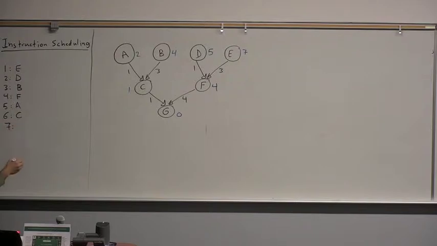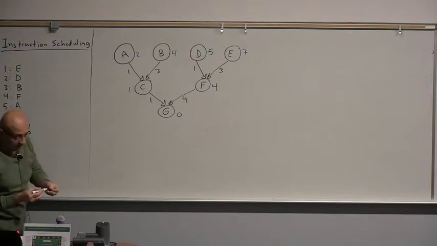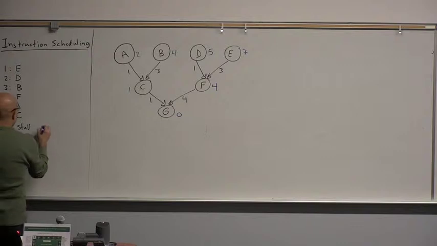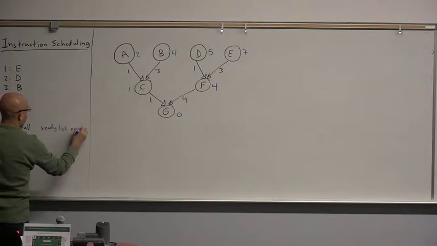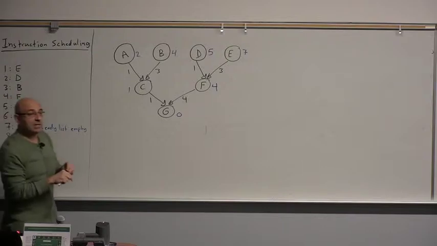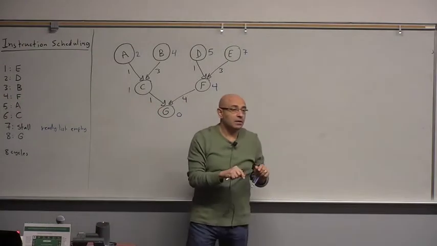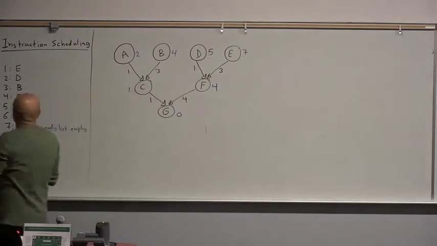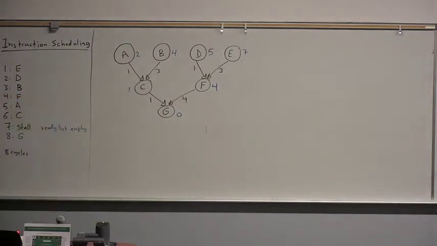In cycle 7, there was a stall. We couldn't put anything because nothing was ready here. So in cycle 7, the ready list was empty. And in cycle 8, we put G. And this is a schedule that uses 8 cycles, as opposed to how many cycles for the original program order? 14, yeah, compared to 14. So this saves a number of cycles.